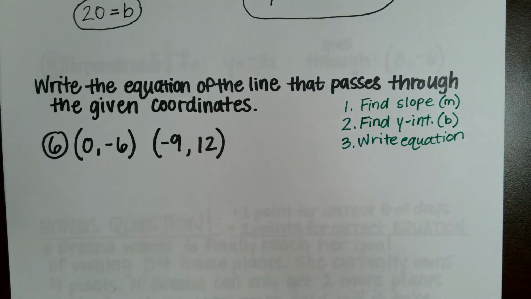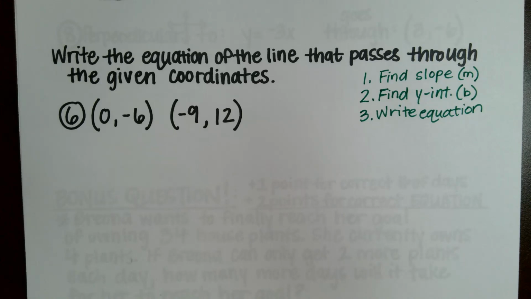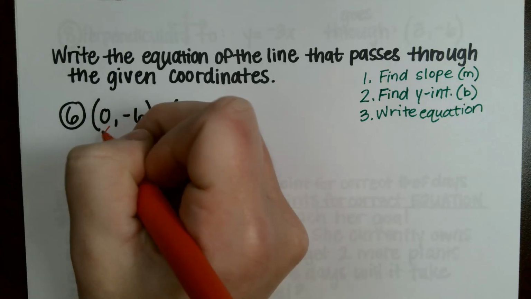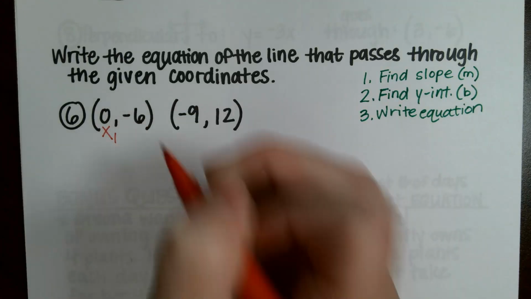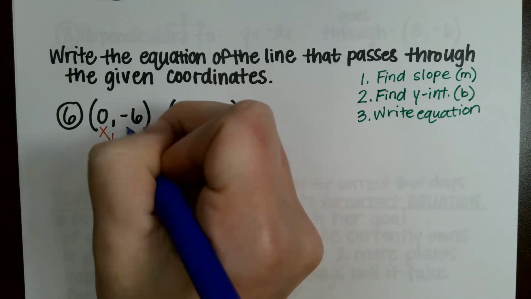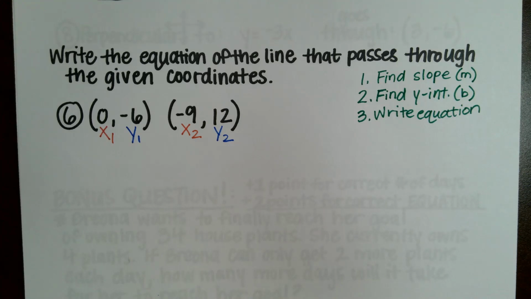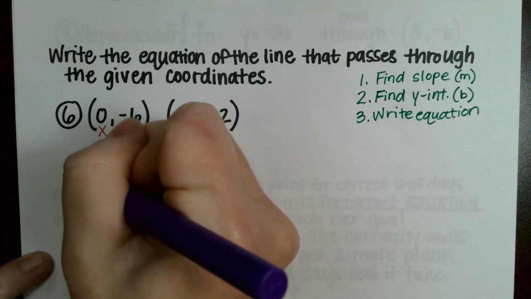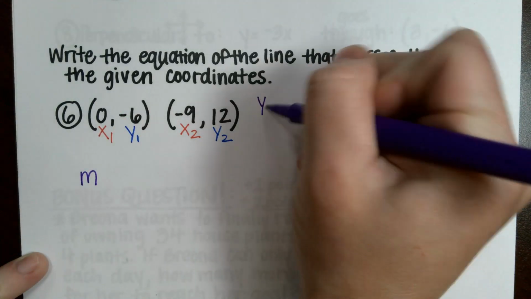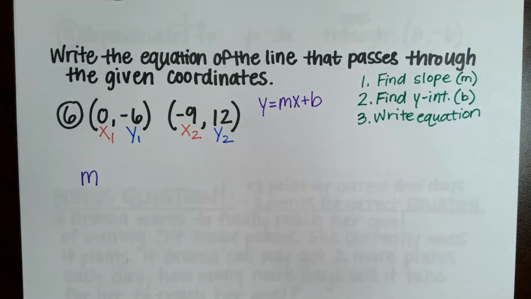Okay, now we know what steps we're going to take. How are we going to find slope? Label your coordinates. Yes, let's label our coordinates. I've got an x1, x2, and then I've got a y1 and a y2. All right. Write our equation. Yes, we're going to be using our slope formula. y equals mx plus b.